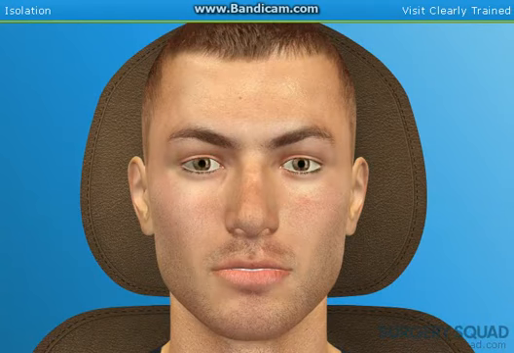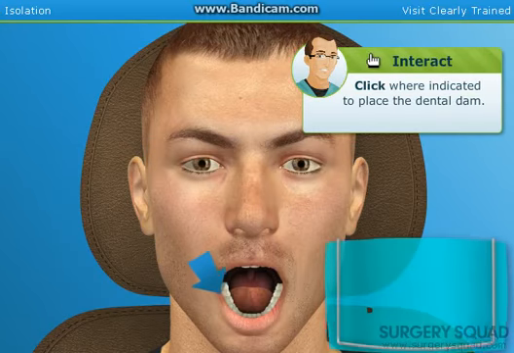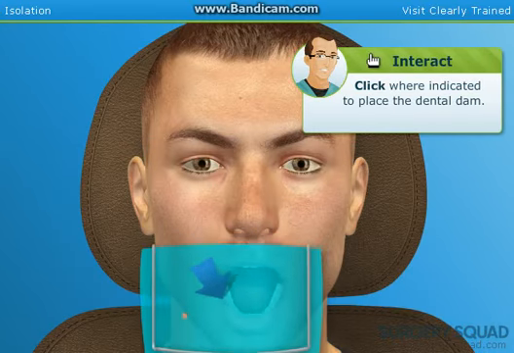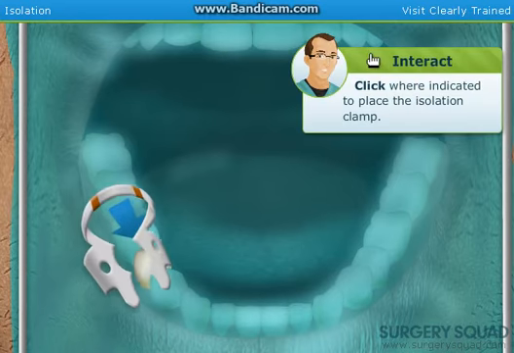Now that the patient's mouth is numb, we can move on to isolating the tooth. Since our patient's saliva contains contaminants that we don't want getting into the tooth, isolation is a critical step during root canal treatment. To isolate the tooth, we need to punch a small hole into the rubber dental dam and place it over the tooth. Once the rubber dam is in place, put on a tooth clamp to keep it from moving.